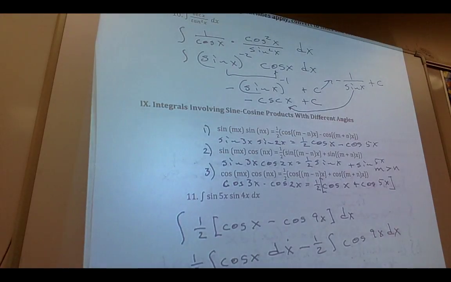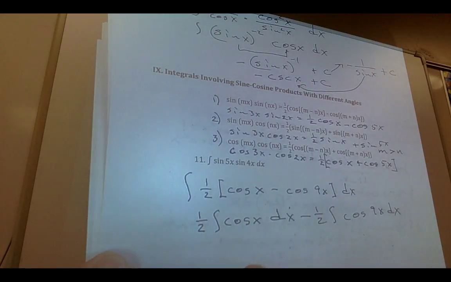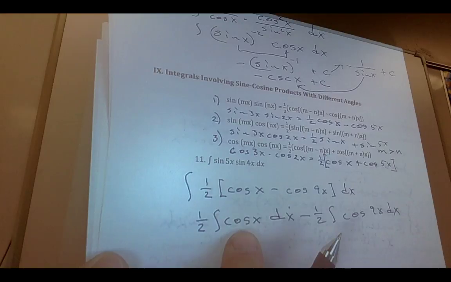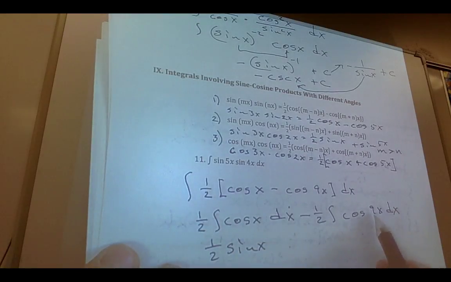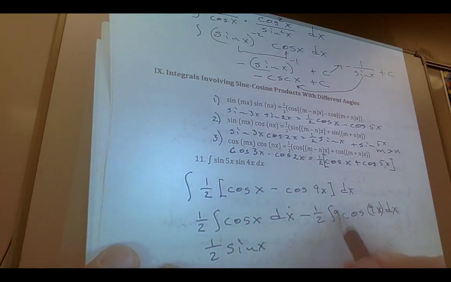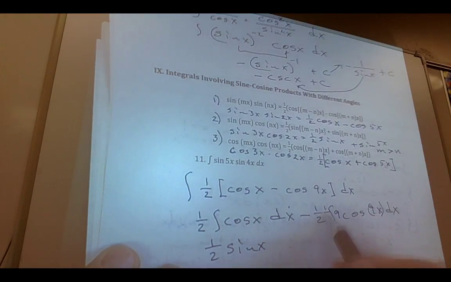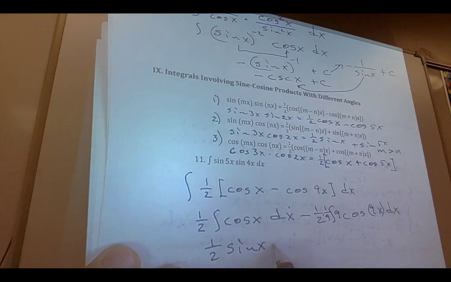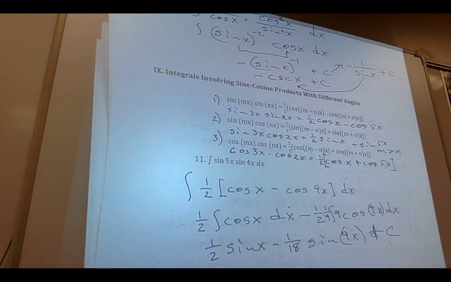Which simplifies it greatly, doesn't it? So the antiderivative of cosine of x is what? So I have 1/2 the sine of x. Now the only thing I need to do here is I need to have a 9, correct? Because of the chain rule. So I need to have 1/9 here. So I'm going to have minus 1/18 the sine of 9x plus c. It's a pretty slick rule.